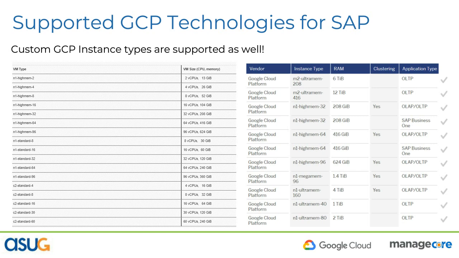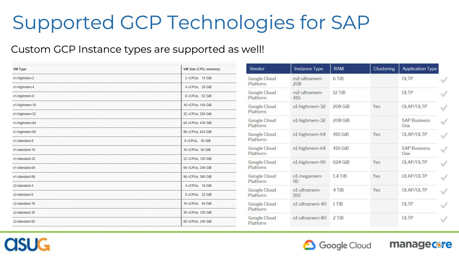And by clicking into one of those instance types on SAP's web page, you can see which are supported for what platforms. So as an example, if you look at the N1 High Mem 64 environment, it's a 416 gig system, and it's supported for OLAP, OLTP, so BW on HANA, S4, and it's supported for B1. However, the N1 Mega Mem 96, for example, which is a 1.4 terabyte environment, is only supported for S4 and BW on HANA, as an example. So you just want to be cognizant of that.